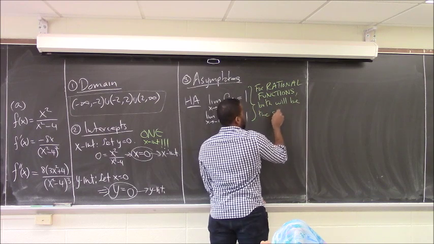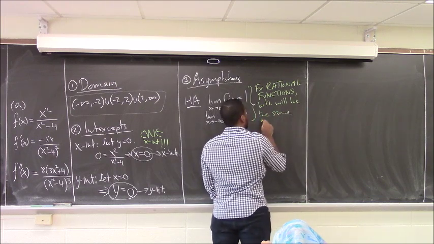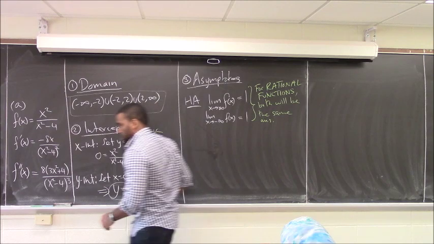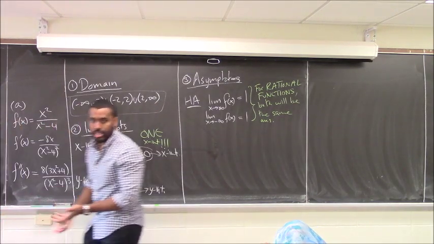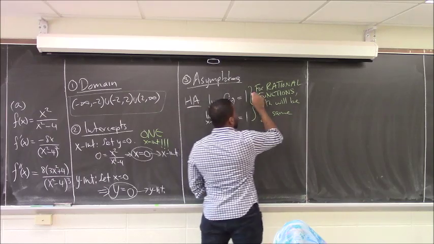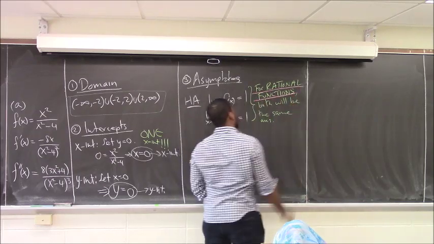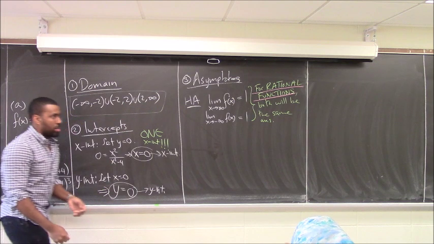Both would be the same answer, so you could find 1 if you want. But that's only true for rational functions. If you look at the arctangent function, you would realize that that's not true in general. But for rational functions, you find one, you've automatically found the other.